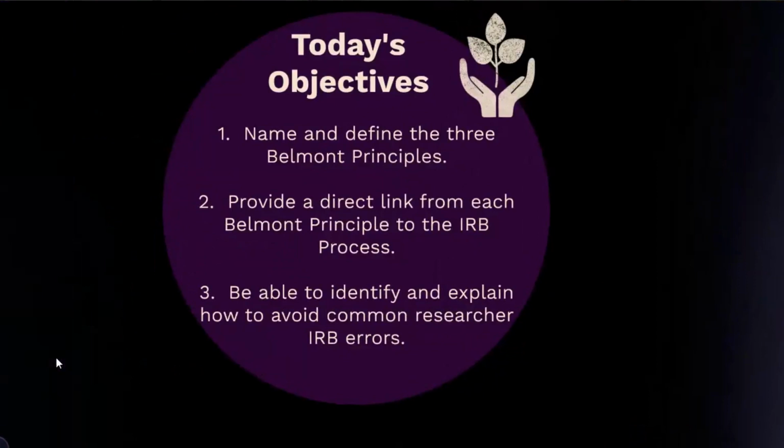Things that we're going to talk about today are going to have a little bit of history about the regulations and how we got to where we are today. And part of that is the Belmont principles. There are 3 of the Belmont principles. We'll talk about those, we'll name those, and then we'll make a direct link between those principles and what it is that we ask you to do, the IRB process and all of that stuff.